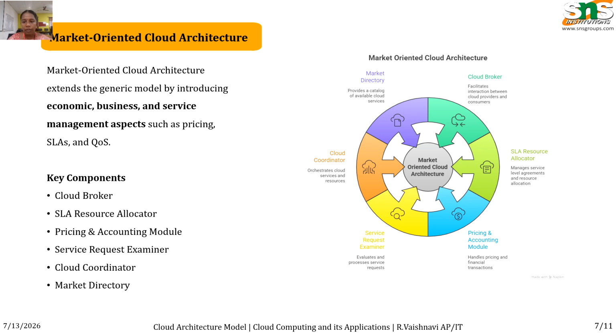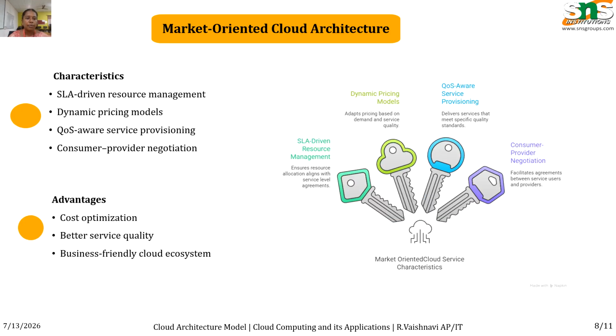The cloud broker facilitates the interaction between the cloud provider and the consumer. SLA resource allocator manages the service level agreement and resource allocation. Pricing and accounting model handles the pricing and financial transactions. Fourth one will be the service request examiner. It evaluates and processes a service request. Fifth one, cloud coordinator. It orchestrates the cloud services and resources. Sixth one, market directory. It provides a catalog of available cloud services.